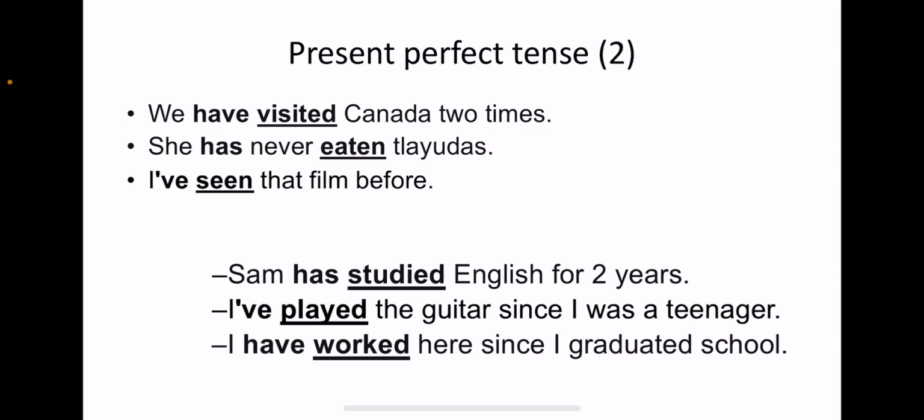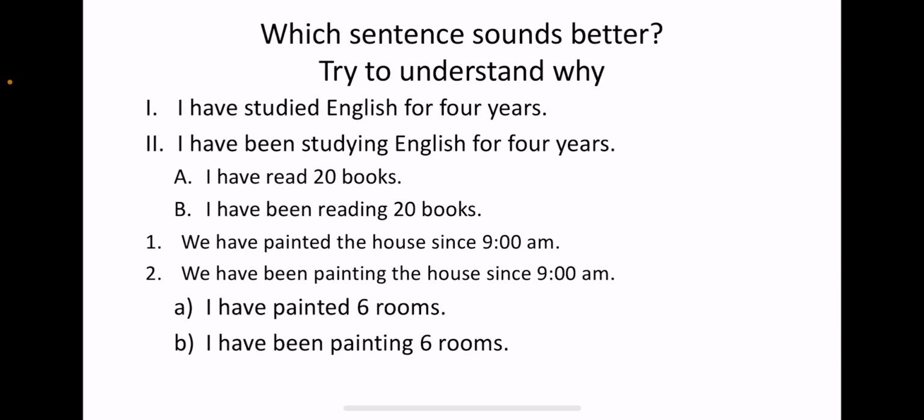So let's check what is the difference then between the present perfect simple and when we're going to use the present perfect continuous. I have a couple of sentences here and I want you to decide which sentence you think sounds better and try to understand your choice. Apparently both sentences are the same and both sentences are correct. Yep, both sentences are correct, but they are not entirely or completely the same. So take a look at the sentences, try to decide which one is the best option.